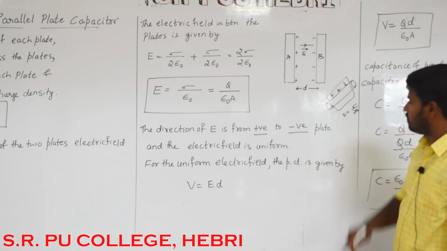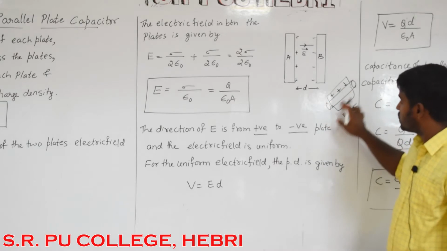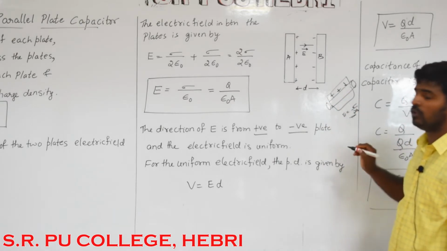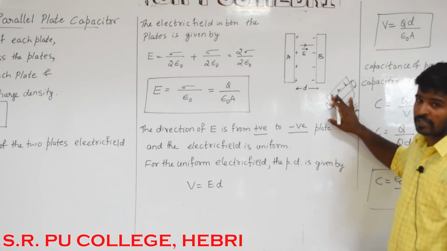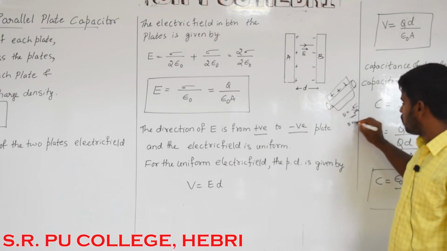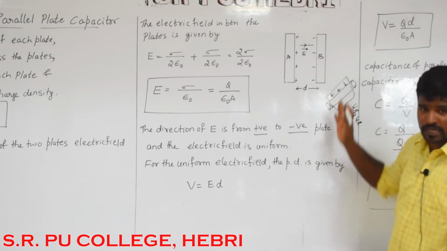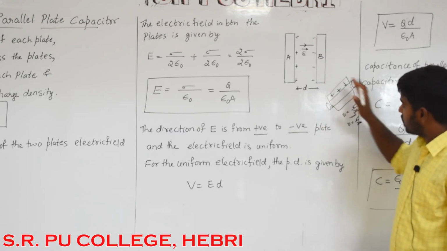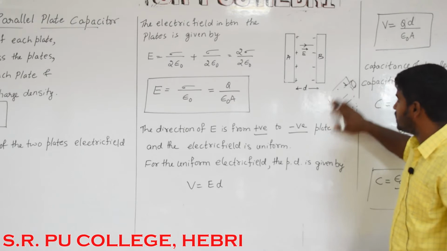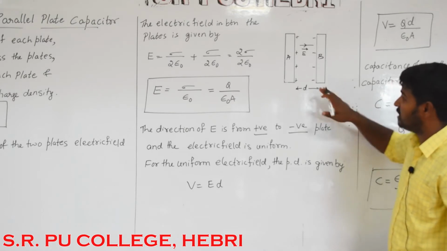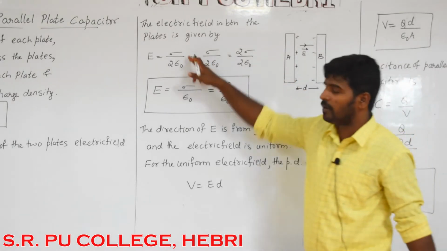E is equal to sigma divided by 2 epsilon naught, because of the positive charge carrier. Here, even if I take a negatively charged plate, the electric field is equal to sigma divided by 2 epsilon naught because of the 2 charge carriers. Because of the 2 charge carriers, the electric field between the inner regions E is equal to sigma divided by 2 epsilon naught.